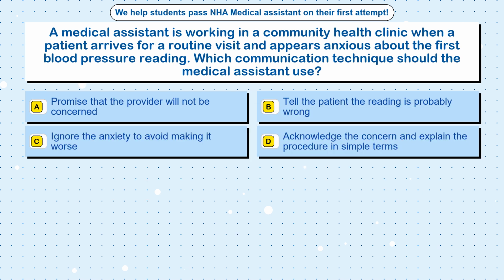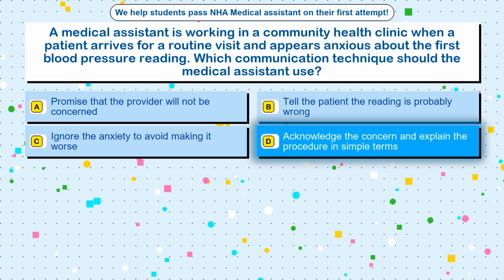Question 88. A medical assistant is working in a community health clinic when a patient arrives for a routine visit and appears anxious about the first blood pressure reading. Which communication technique should the medical assistant use? Option A, promise that the provider will not be concerned. Option B, tell the patient the reading is probably wrong. Option C, ignore the anxiety to avoid making it worse. Option D, acknowledge the concern and explain the procedure in simple terms.